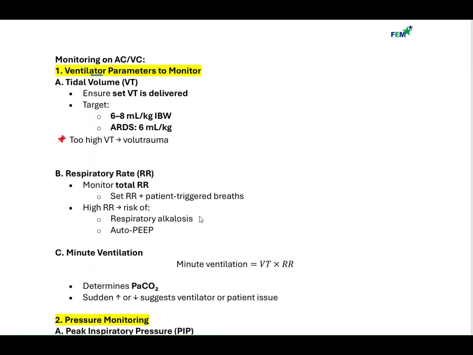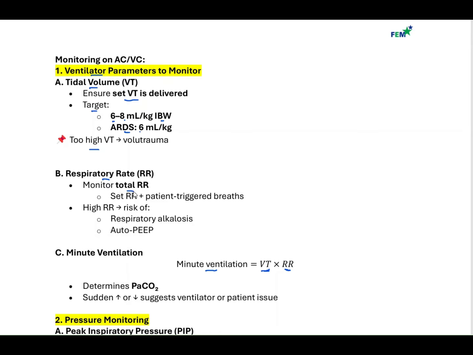And like we mentioned, remember our minute ventilation equals tidal volume multiplied by respiratory rate. So I'm going to be monitoring the tidal volume, and I want to ensure that the set tidal volume is delivered. We want our tidal volume to be between 6 to 8 mL per kg of ideal body weight. And of course, if somebody has ARDS, the lower, the better. If you give too high a tidal volume, that could lead to volume trauma, which we're going to see later.